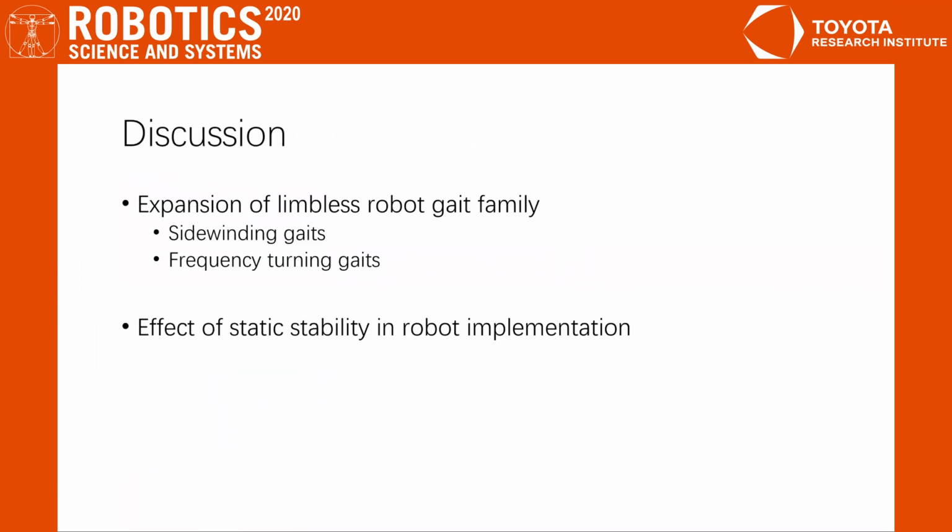To summarize, our project expands the limbless robot gait family and expands the gait formula for the Sidewinder gaits and frequency turning gaits. We also test the effect of static stability in robot implementation. Our experiments can throw insight into stabilization algorithms for more morphologically complicated robots.